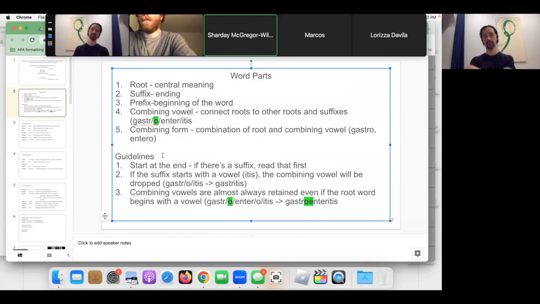General guidelines, like I said: always start at the end. If there's a suffix, you read the suffix first. If the suffix starts with a vowel, like the word itis, which means inflammation, the combining vowel is usually dropped. So we don't say gastroitis, we just say gastritis.